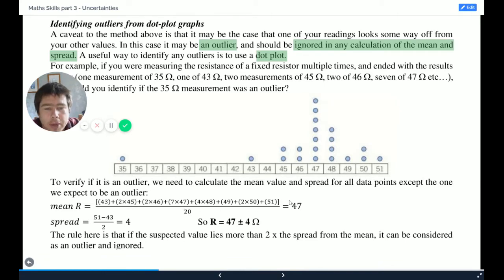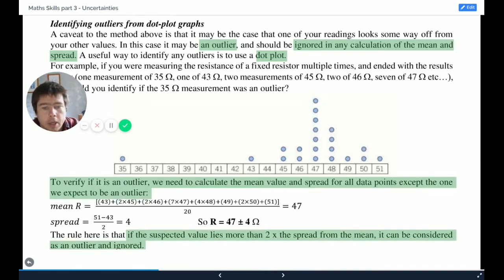Right. Then if I've got a mean of 47 and the spread of my data, excluding my potential outlier, is 4, then what I found is that my resistance is 47 plus or minus 4 ohms. So I've got a top bound of 51 ohms, a bottom bound of 43 ohms. And then the rule, when I decide whether this is an outlier or not, is that if the suspected data point is more than 2 times the spread of the data from the mean, then we consider it an outlier. So 2 times the spread was 4, so max minus min is 8, 51 minus 43 is 8, and then divided by 2 is 4.